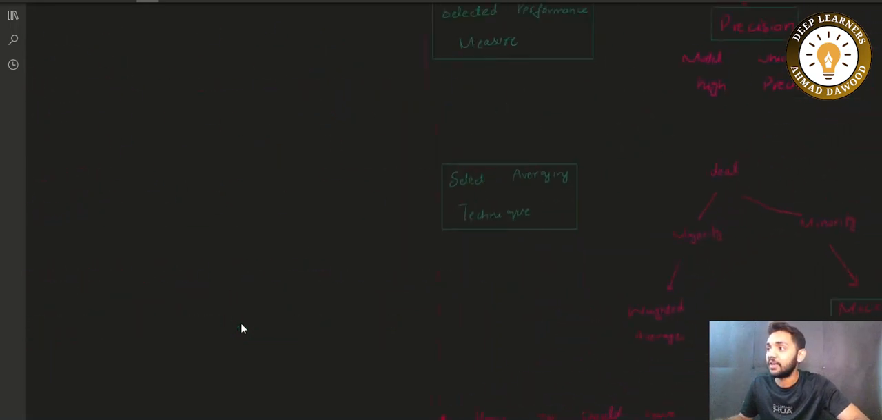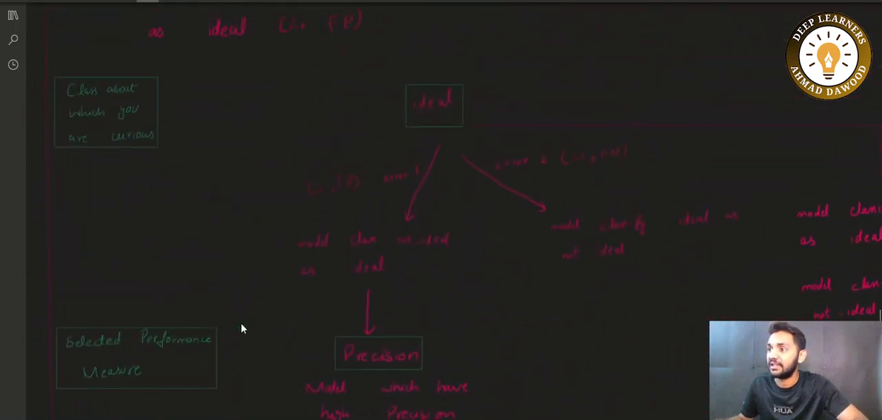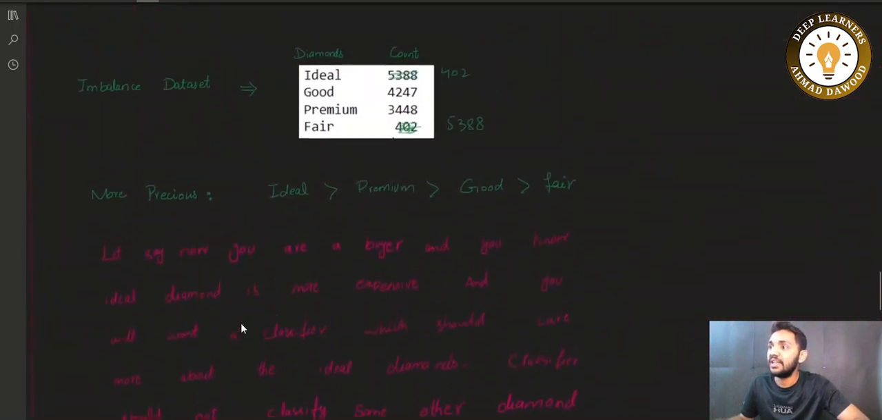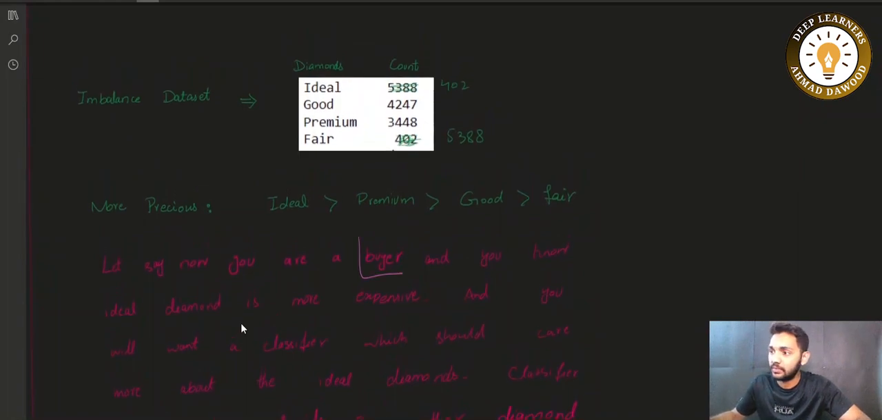Okay. In the same way, we can discuss another scenario. Let's say you are a buyer. Again, you are a buyer. Now here you have ideal diamonds 402 and fair diamonds, let's say 5388. It means you are curious about the ideal class, and the ideal class has a minority number, or fewer samples, compared to other classes, very few samples.